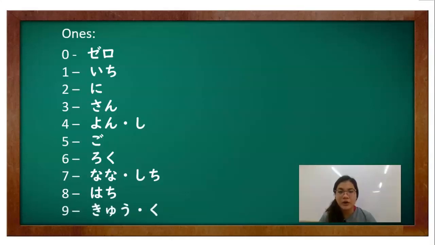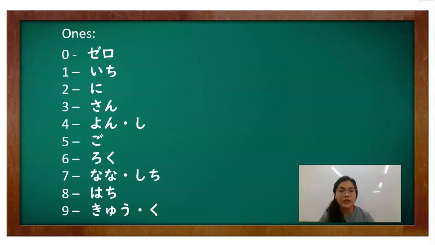Okay, so let's review it again from 0 to 9. Zero, ichi, ni, san, yon or shi, go, roku, nana or shichi, hachi, kyu or ku. Okay, so as you can see, 4, 7, and 9 have 2 ways to read.